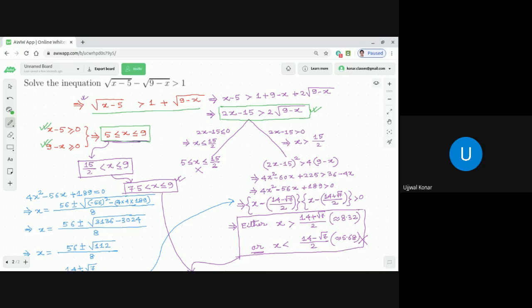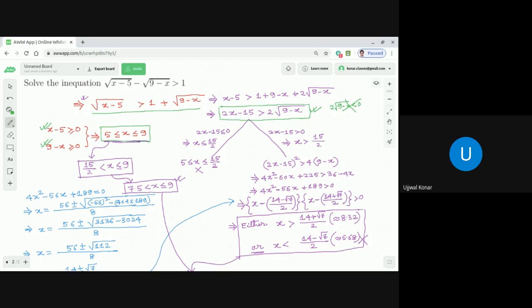So when 2x minus 15 is less than or equal to 0, then we see that 2 into square root of 9 minus x has to be less than 0, no? But that is impossible because 9 minus x is positive. How is it possible that 2 into square root of 9 minus x is less than 0? That is impossible, no?